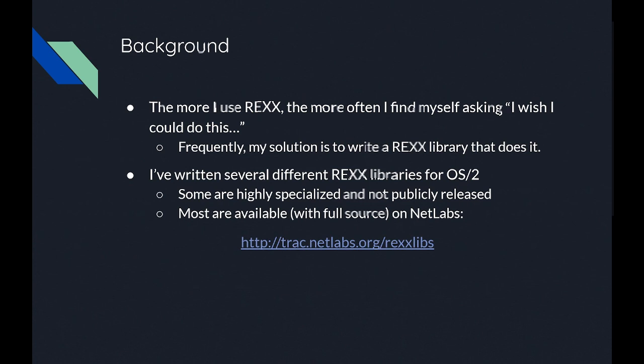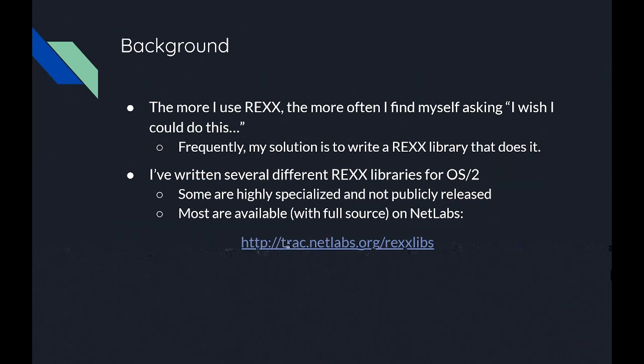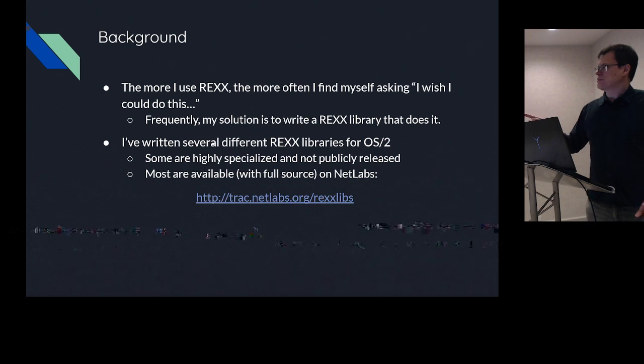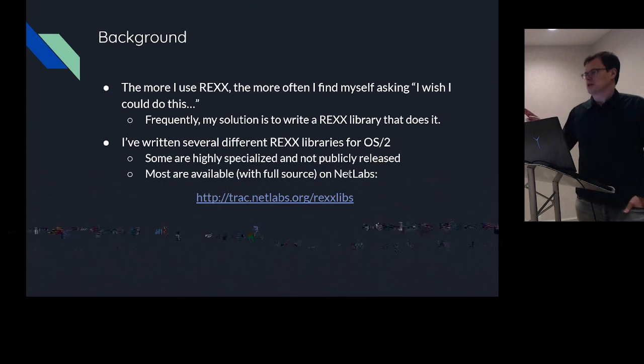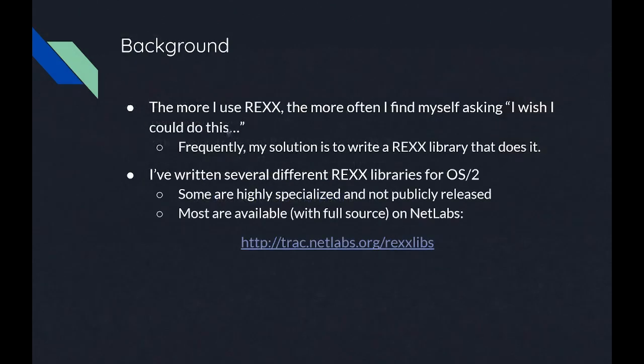But the more interesting ones are available on the NetLab's Subversion site. The URL is on the slide if you can read it, but it's the REXLibs project on NetLab's track. The source code is there, and I always try to make sure the latest source code is there along with the latest releases, which are downloadable from the site as well. There is one exception. Actually, 4 of the libraries that I'm talking about today are under the REXLibs project. There is a 5th one, which I will cover right at the end briefly, which is also on NetLabs, but under a different project. I'll address that when I get to it.